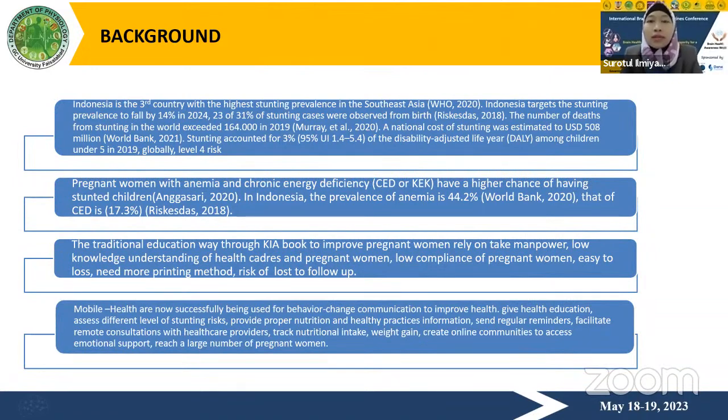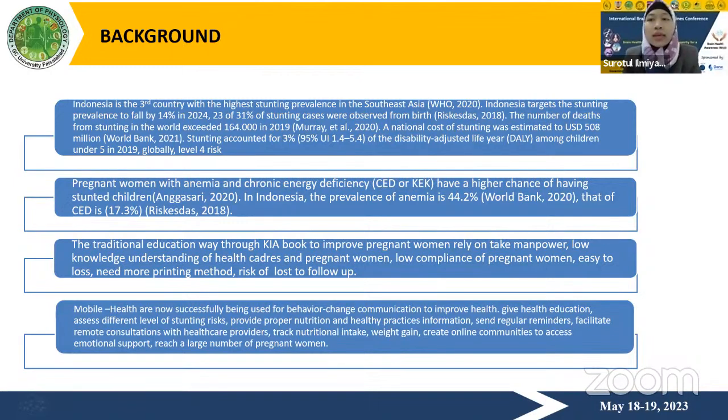The background of the study is that Indonesia is the third country with the highest stunting prevalence in Southeast Asia. This data belongs to WHO 2020. Indonesia targets the stunting prevalence to fall to 14% in 2024. And from the prevalence, around 23% of the 31% of stunting cases in Indonesia were observed from birth. It means pregnancy is the main entry point for stunting.